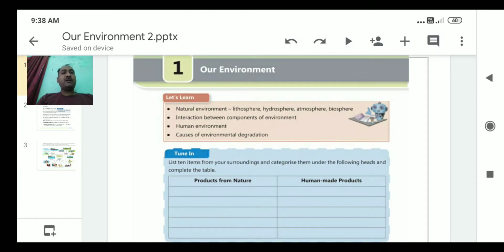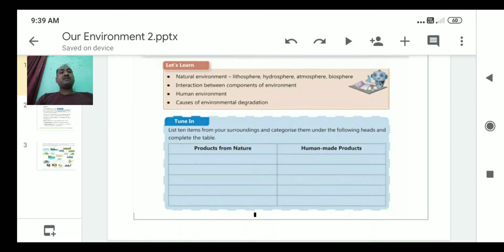Second point, interaction between the components of environment. As we know, there are different components of environment and all these components are interlinked or interconnected with one another. Third point, human environment. Whenever we think about human environment, all the activities of human beings are included in the category of human environment. And the last point, causes of environmental degradation. So these are the 4 points. These 4 points we will discuss throughout this lesson.